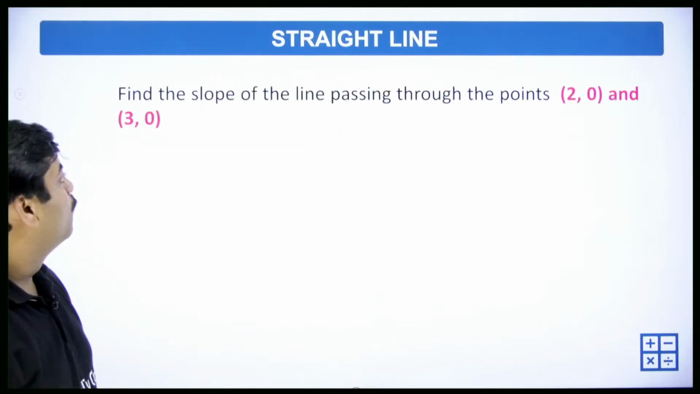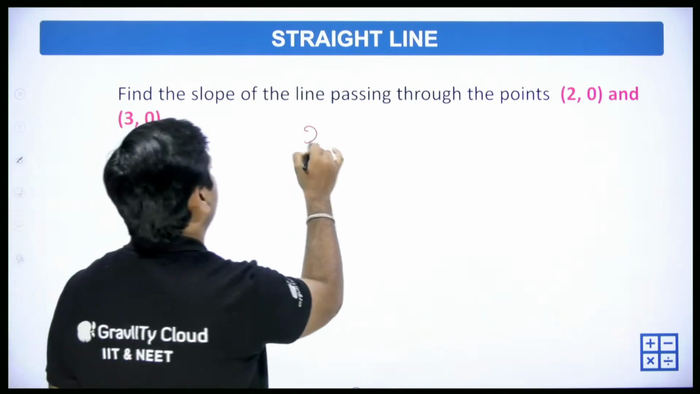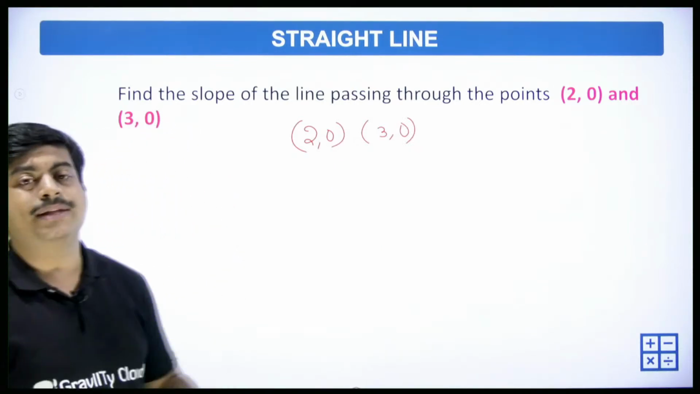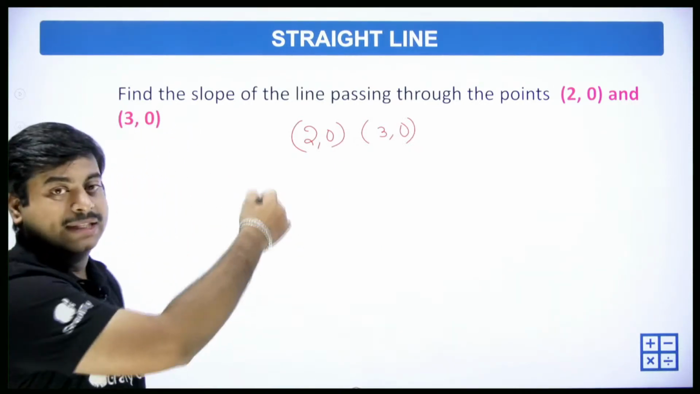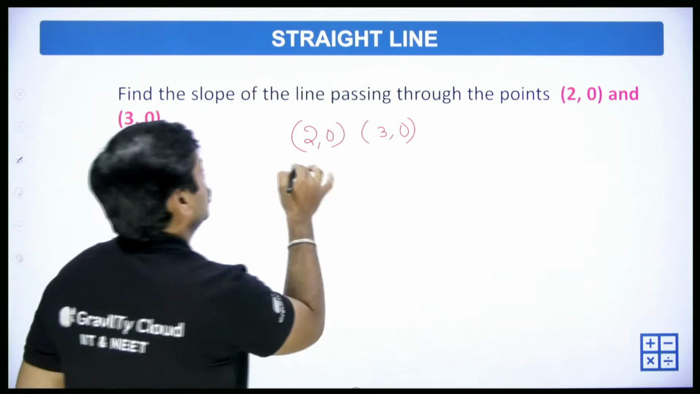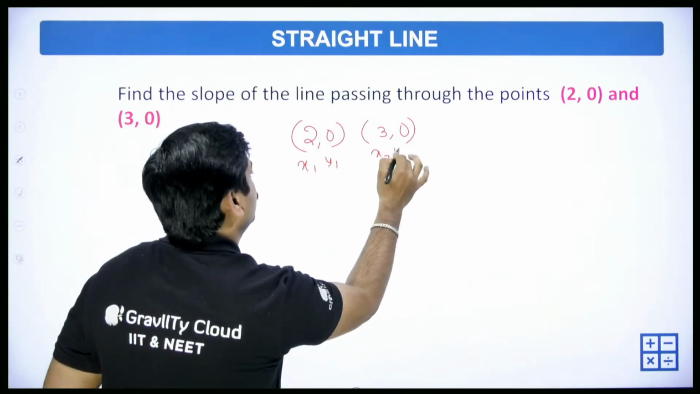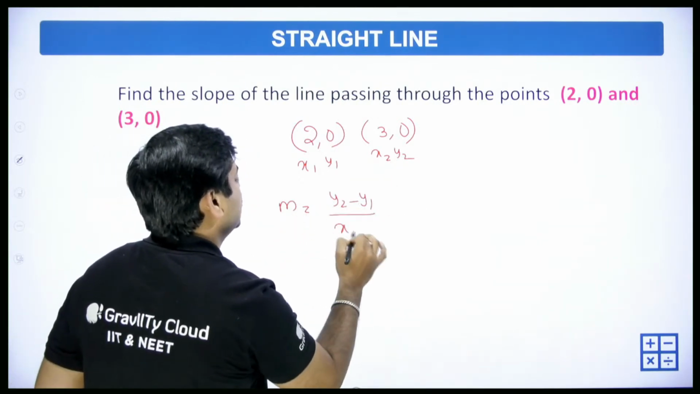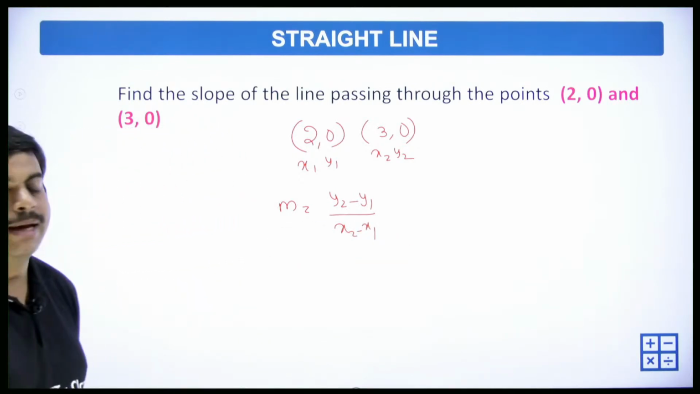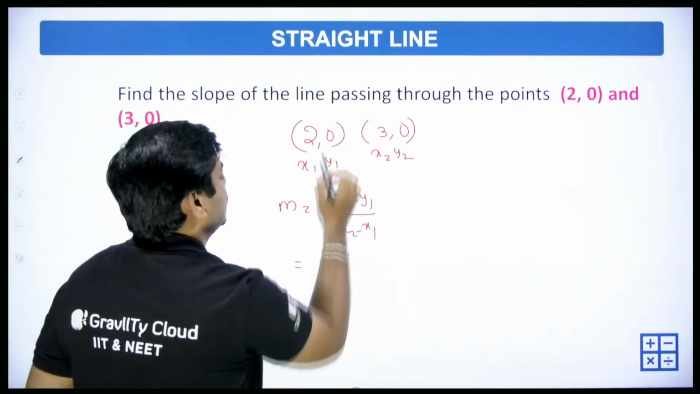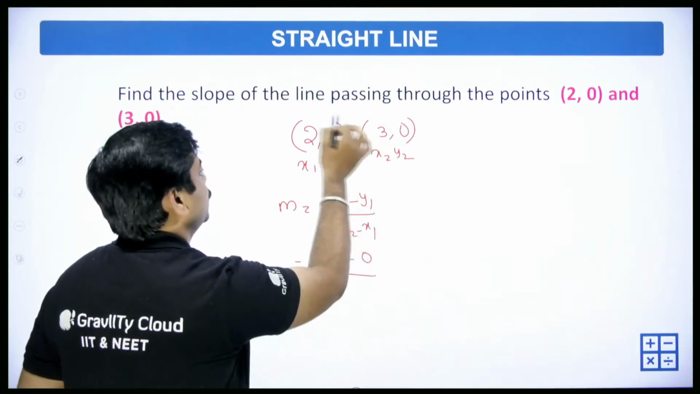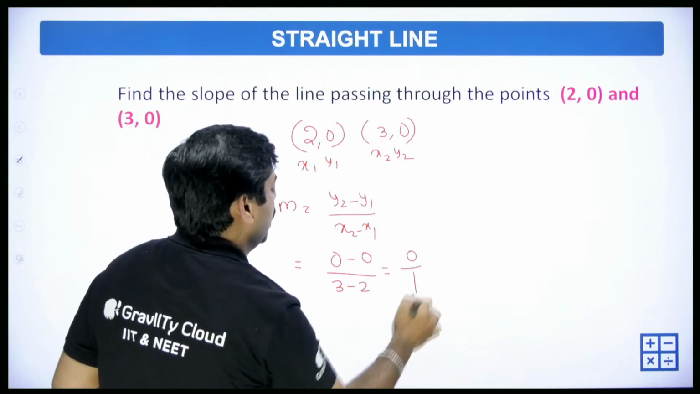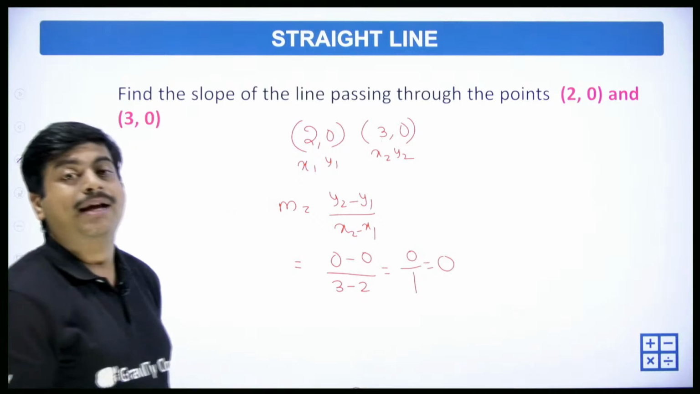Moving ahead, find the slope of the line joining (2, 0) and (3, 0). This is very important. You need to understand something here. First of all, let's try to understand the slope of this line. So x1, y1 and x2, y2. We can say m = (y2 − y1)/(x2 − x1) = (0 − 0)/(3 − 2). That will give you 0 by 1, which is 0.